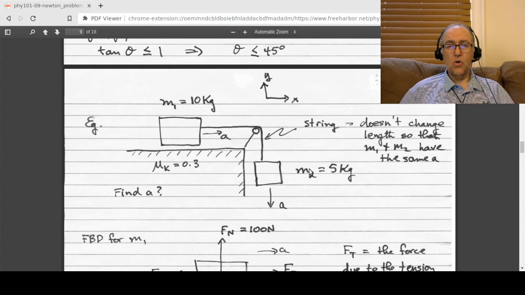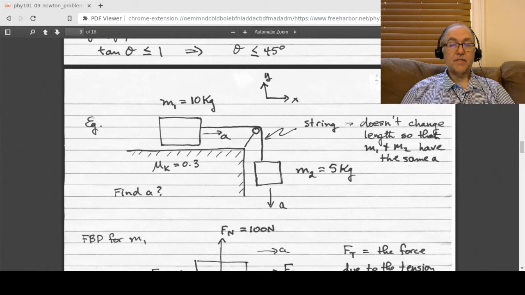All right, so let me repeat the problem again so that we know what's going on here. M1 is a mass of 10 kilograms sitting on the top of a table, okay? There's a coefficient of kinetic friction between M1 and the table of 0.3, okay? M1 is attached by a string and pulley to a mass which is dangling off of the end of the table, and that mass M2 has 5 kilograms, okay? When you let the system go, how much do M1 and M2 accelerate by? Okay, so what is the acceleration of M1 and M2? All right, so find a.